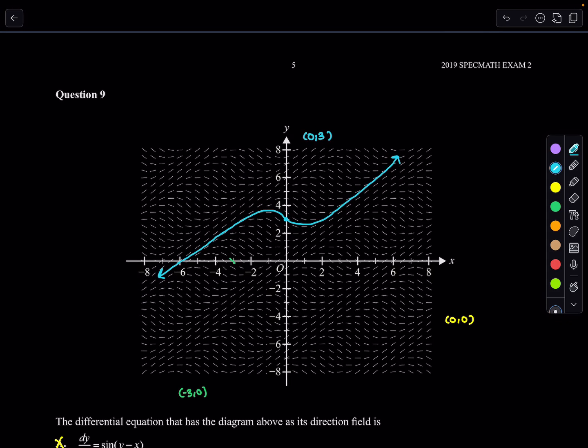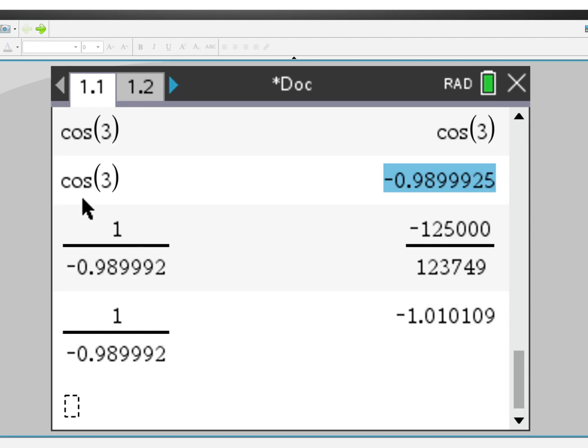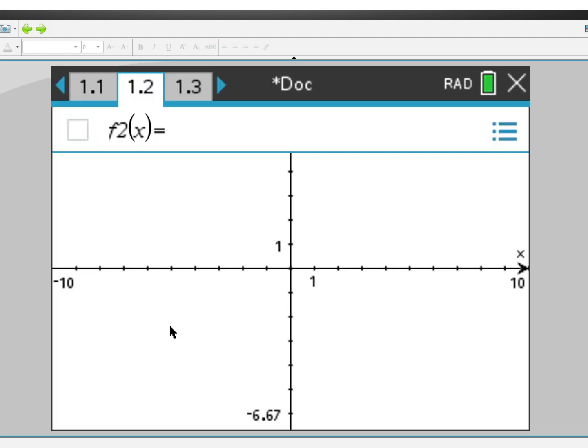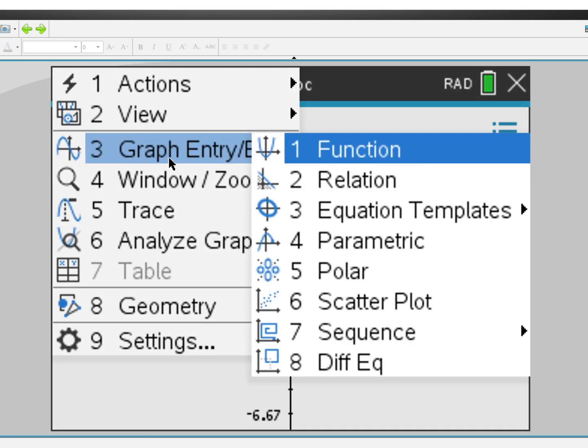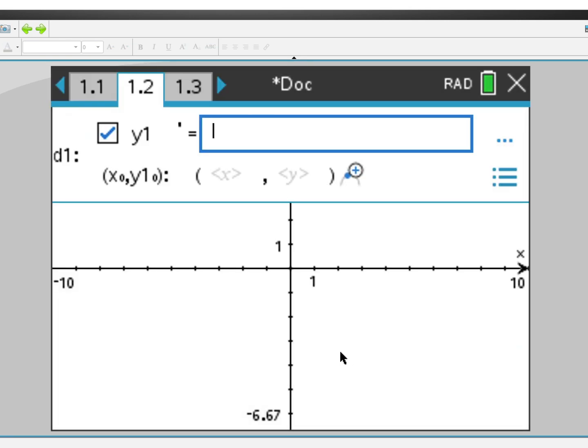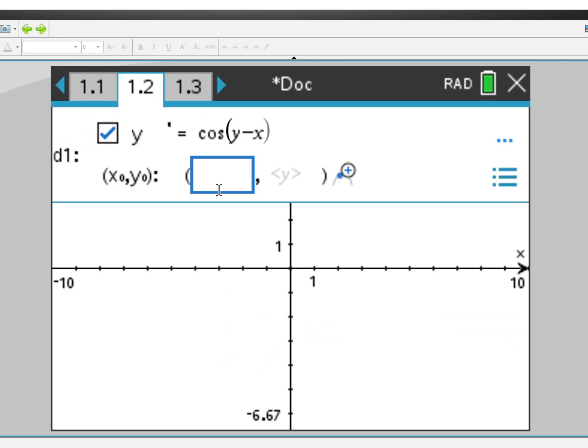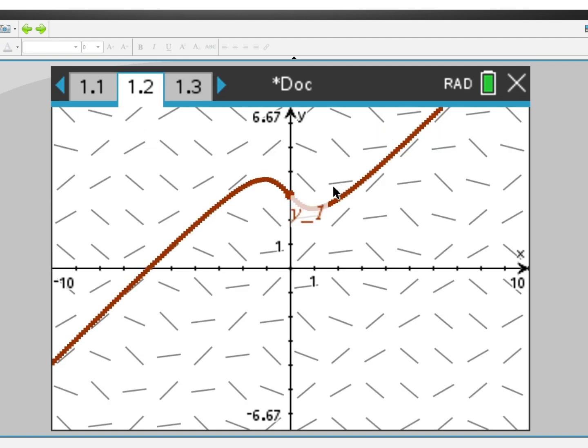I'm going to go to my CAS. Let's go back to our CAS. And I'm actually going to graph it and see which one has that shape that we drew. So I'm going to go to menu, graph entry, differential equation solver. So let's try the first one, which is, of course, cos 1 minus x. And let me just take that out. And the coordinate that we subbed in was 0, 3. And we enter. There it is. It looks the same. Beautiful.